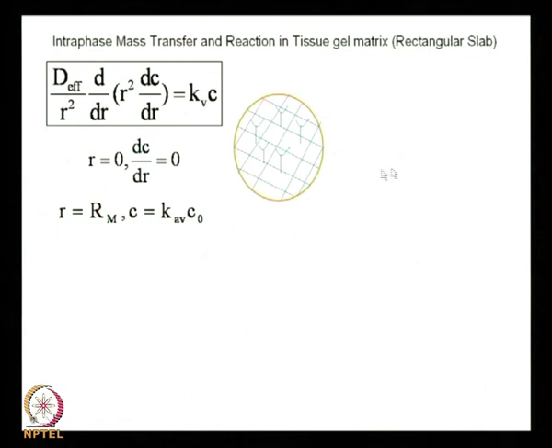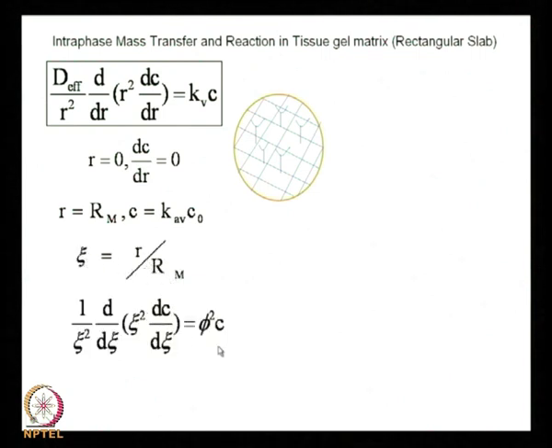So, one of the things that we can do is we can safely close our eyes and make the system dimensionless, okay, for the sake of simplicity. My dimensionless variable would be R m. So, say zeta is given by R over R m, then my governing equation is given by this: 1 over psi square d d psi of psi square del C del psi equals phi square times C, fine.